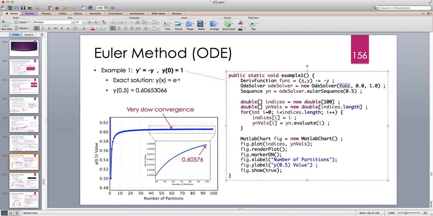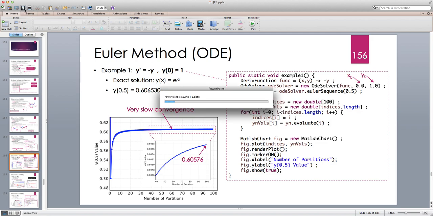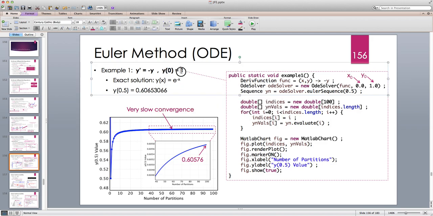ODE solver takes the function, the deriv function, the x0, the initial point, and then the y0, the value of the function at x0. So the initial condition we can pass directly to the constructor. x0 is 0, the initial point, and the initial value is 1, right? And then I create a sequence yn, which is ODE solver dot Euler sequence, at which x is 0.5. So I create a Euler sequence that converges to the value of y at 0.5.